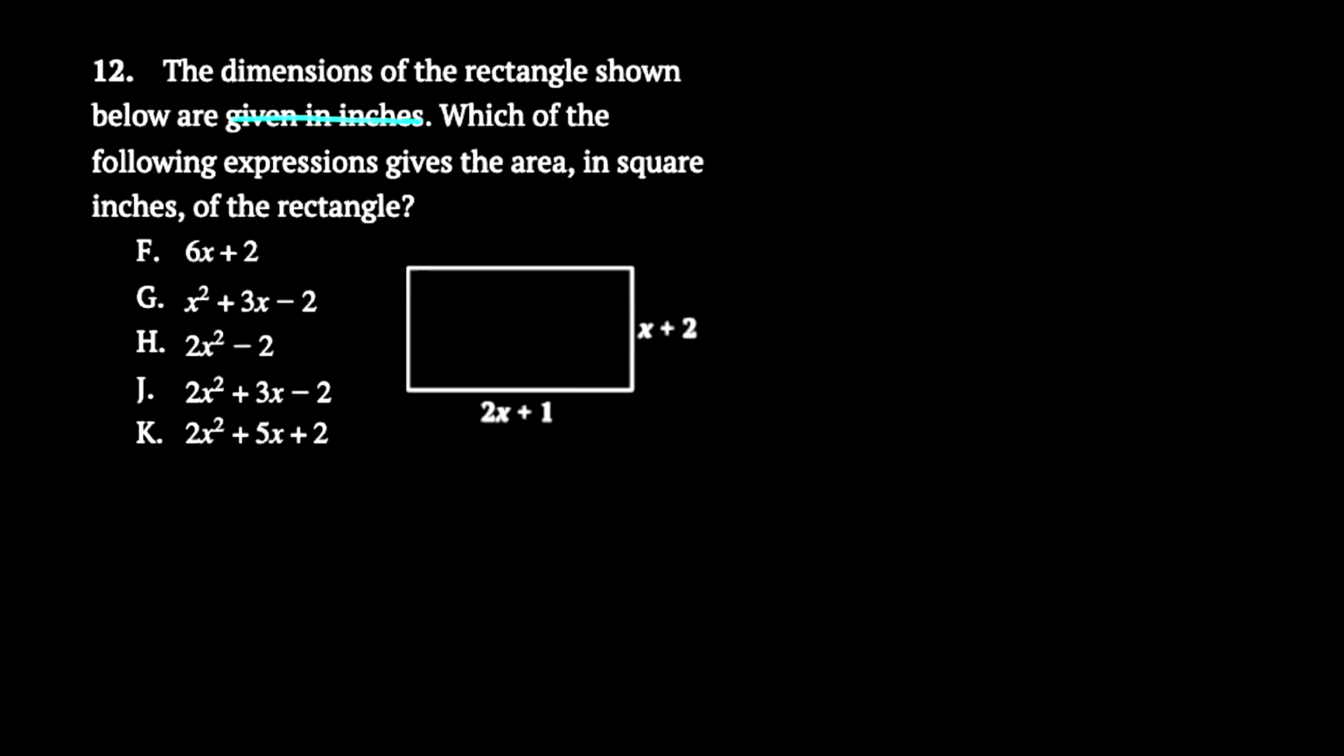Here it says which of the following expressions gives the area in square inches of the rectangle, and that's not necessary. So we can just ignore all that. Really, this question is just telling us to find the area of the rectangle. So finding the area of a rectangle just means width times height. So I'll take 2x plus 1 and multiply it by x plus 2.